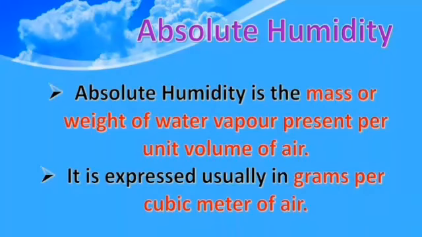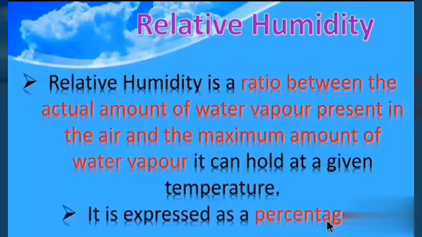Second one, absolute humidity is the mass or weight of water vapor present per unit volume of air. It is expressed usually in grams per cubic meter of air. Volume means cubic meter will already come.